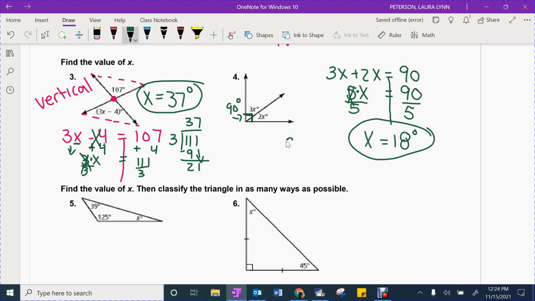Just in case you need to see that long division, 90 goes in your house and 5 goes outside your house. 5 can go into 9 one time. And this leaves me with a remainder of 4, and I bring down my 0, and 5 goes into 40 8 times.